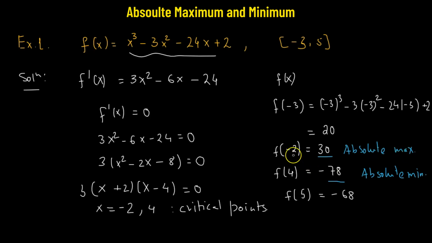So that means at the point x equals -2, the function obtains the maximum value, and at x equals 4, the function obtains the minimum value.